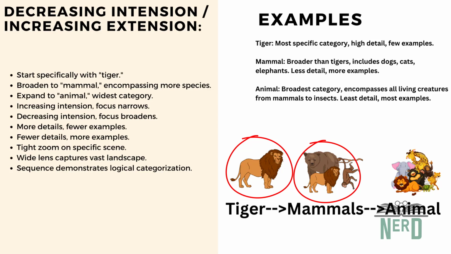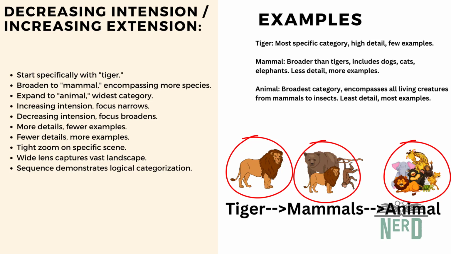Go all the way out to animal, and you've got the biggest group yet, including all living creatures from insects to whales. So, increasing intention, more detail, fewer examples, is like tightening a zoom lens on a very specific scene, while decreasing intention, less detail, more examples, is like widening the lens to capture a vast landscape. Example: tiger, mammal, animal.